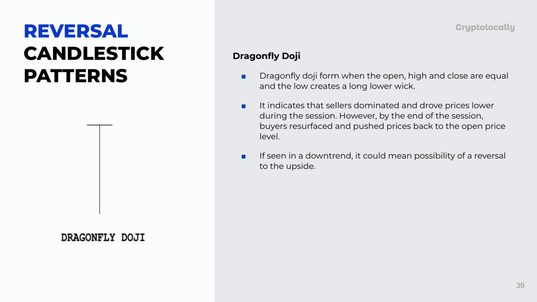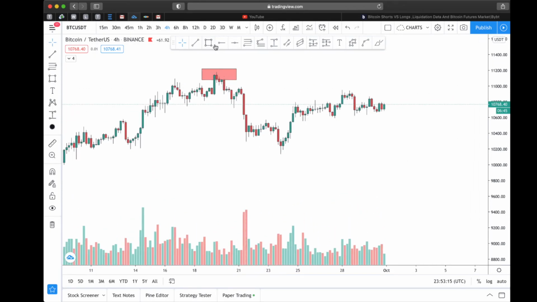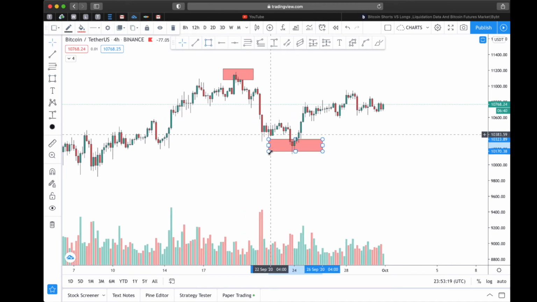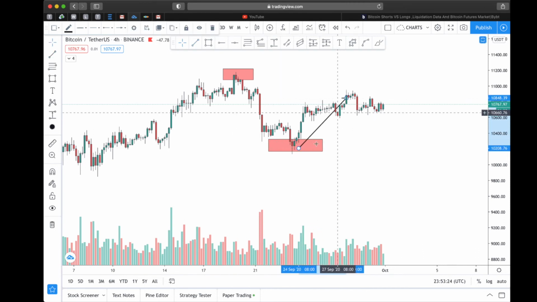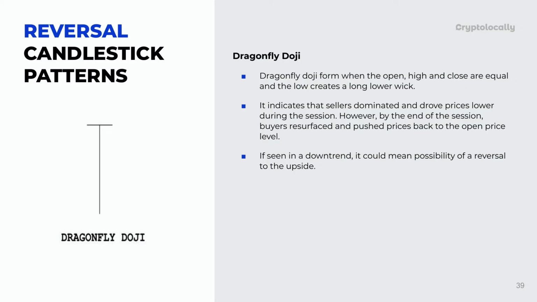Dragonfly doji is similar to gravestone doji, but dragonfly doji represents a bullish reversal pattern. So it means that when you see a dragonfly doji at support, when you see it here in the downtrend, it means that the trend is about to reverse to an uptrend. So once you see it in a downtrend, you start preparing to take a long. When you take a long position, you make money if the market goes up. Do you understand? That's all for dragonfly doji.